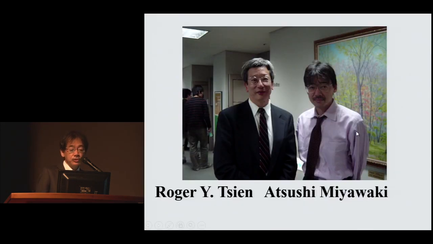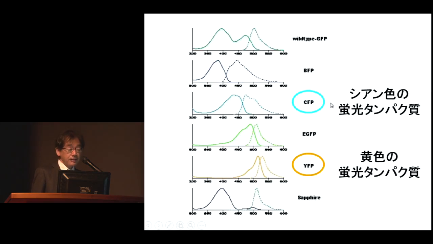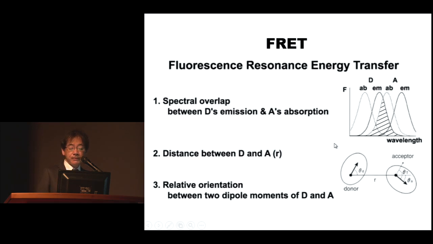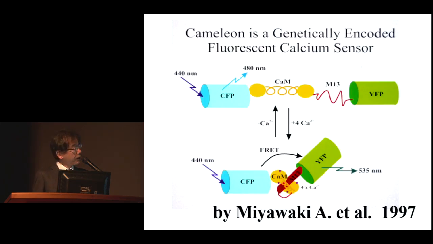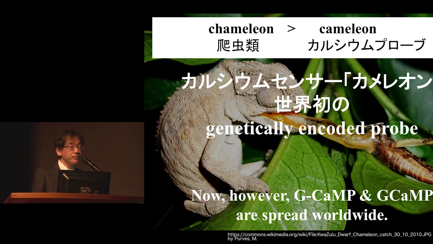And I had a chance to stay in Roger's lab from 95 to 98. During my stay, I used CFP and YFP as the donor and acceptor for FRET. I won't go into FRET today, but I created a genetically encoded indicator for calcium ion. I named the protein chameleon, after the reptile animal chameleon. And chameleon is the first GFP-based, FRET-based indicator.